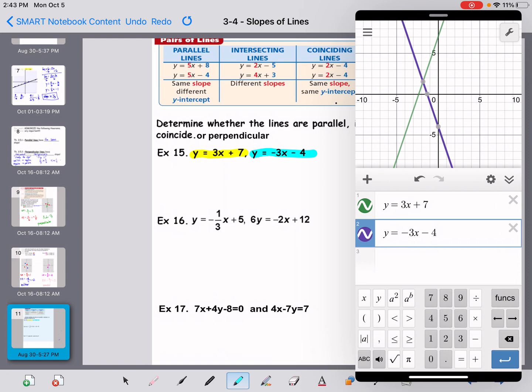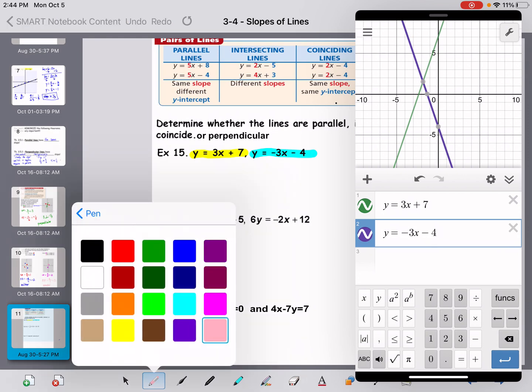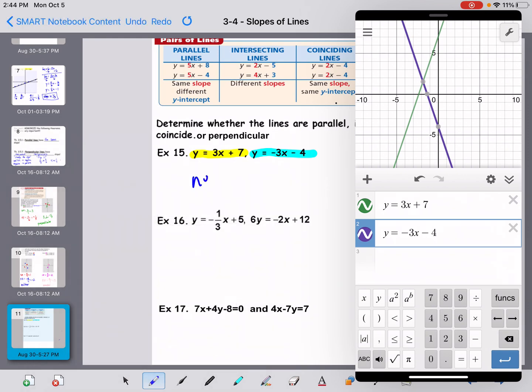Okay. Now look at those two lines. Well, they're definitely not parallel. And does it look like there's a 90-degree angle formed right there? No, it doesn't. So this one would be neither.